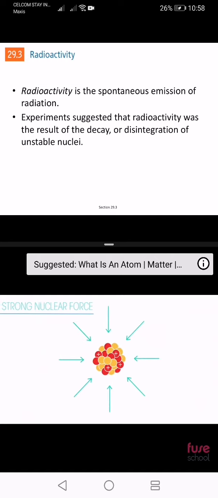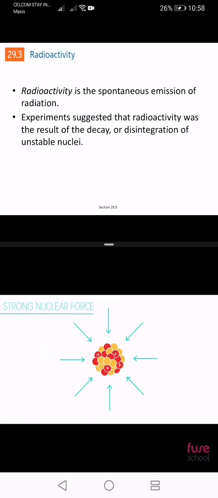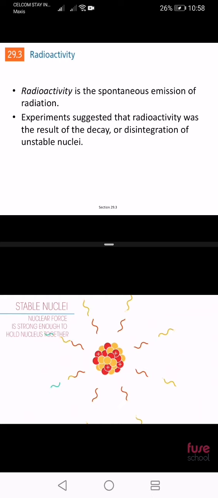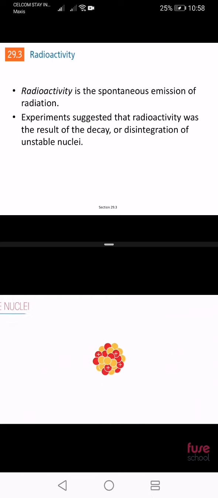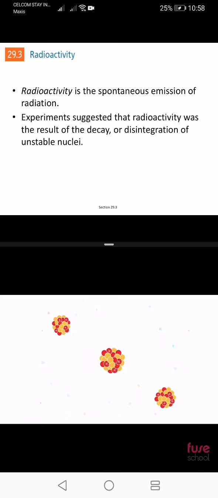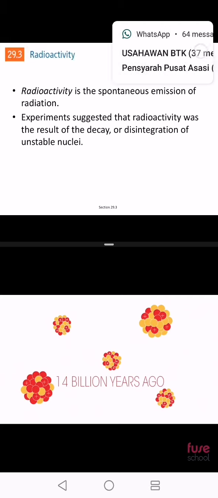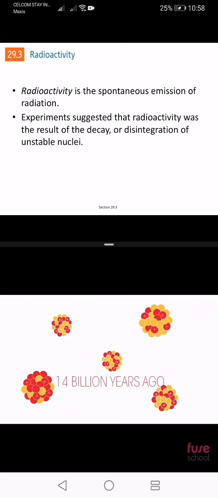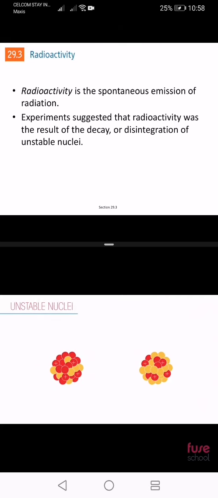A strong nuclear force holds the positive protons and neutral neutrons together in the nucleus, and is what determines if a nucleus is stable. In stable nuclei, the force is strong enough and brings sufficient energy to hold the nucleus together permanently. Most of the nuclei formed during the Big Bang nearly 14 billion years ago are still in existence today, but not all nuclei are stable.